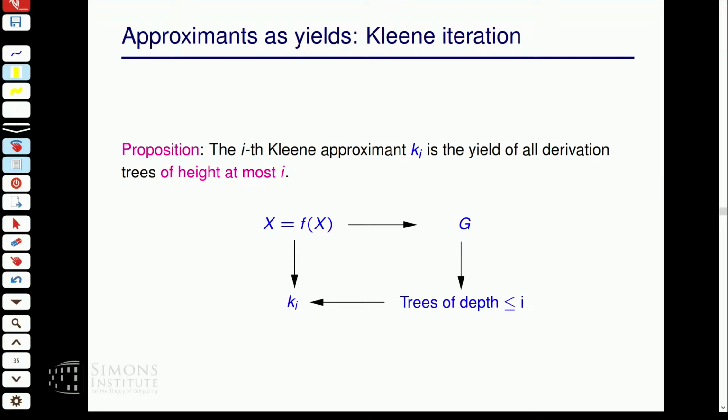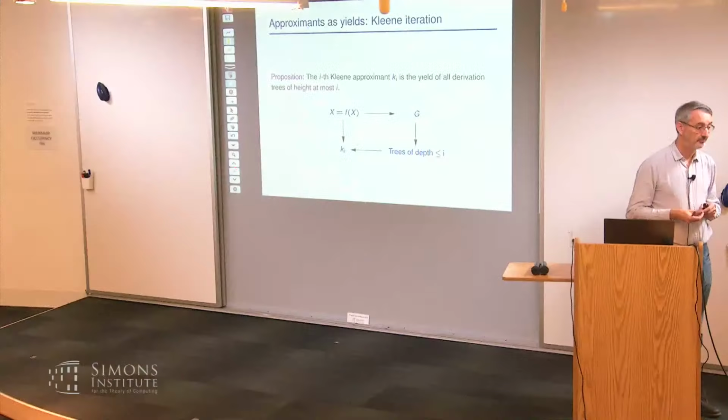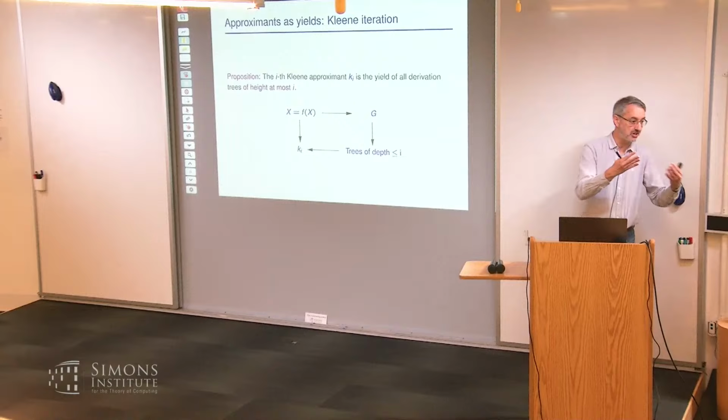There was a question here. Yeah, so the yield of a set is the sum of the yield? Yeah, exactly. So you use product to compute the yield of a tree, and you use sum to compute the yield of a set. Yeah.